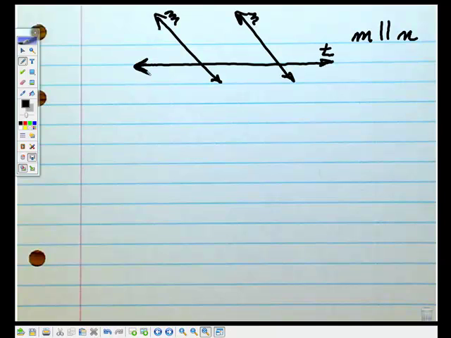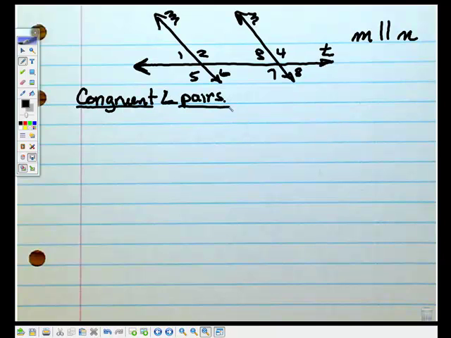When you do this, you end up with 8 angles: angle 1, angle 2, angle 3, angle 4, angle 5, angle 6, angle 7, and angle 8. If you number your angles as I've done, we already know some of these angles are congruent from what we learned yesterday. So we're really looking for congruent angle pairs. And we will give them names as far as the special kinds that you see.